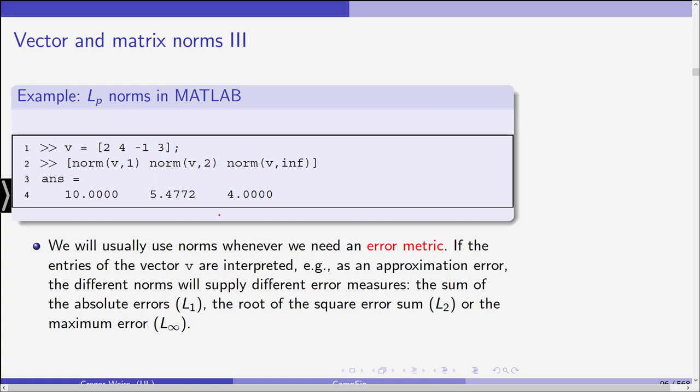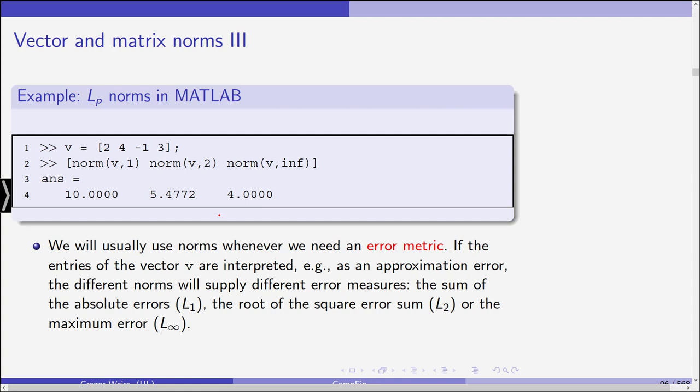Well, we need to calculate a little bit more in this case. We will usually use these norms, vector norms and of course also any other norms, if we need an error metric, because we can now take the norm between two vectors, two results, two real numbers, for example, and we get what we call a metric. And the metric is simply the norm of the difference between two vectors. In other words, meaning the difference in the length or the location of those two vectors.